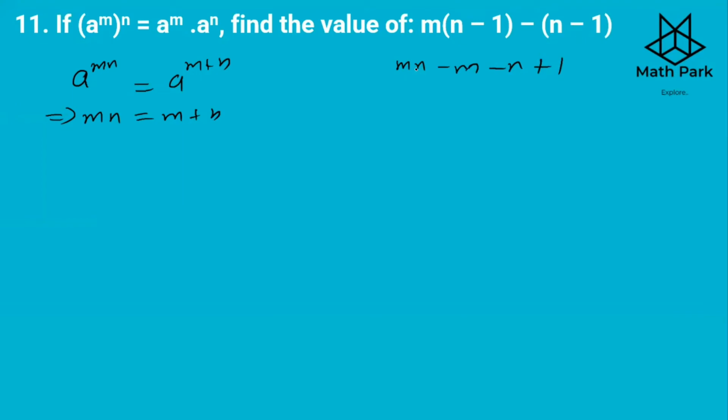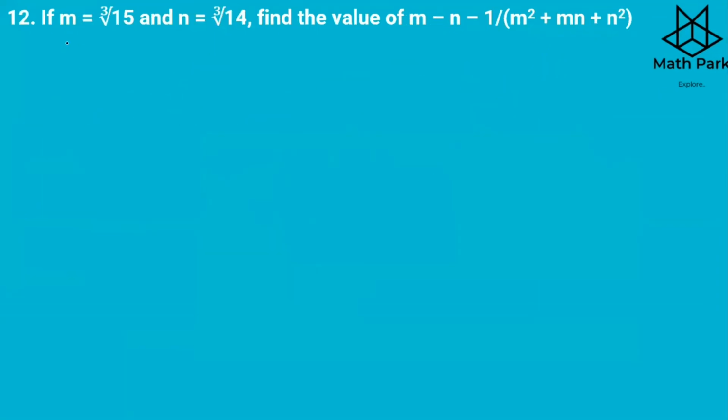Okay, so put the value of mn as m plus n. From here we put over here. So in place of mn we are putting m plus n minus m minus n plus 1. So m minus m got cancelled, n minus n is 0, and we got the value as 1. Okay, this is m is equal to 15 raised to 1 upon 3. So if I cube both sides, I get m cube is equal to 15 raised to 1 upon 3, this all raised to 3. So this 3 and 3 got cancelled. This is how you get m cube is equal to 15. Similarly, you will get n cube is equal to 14.